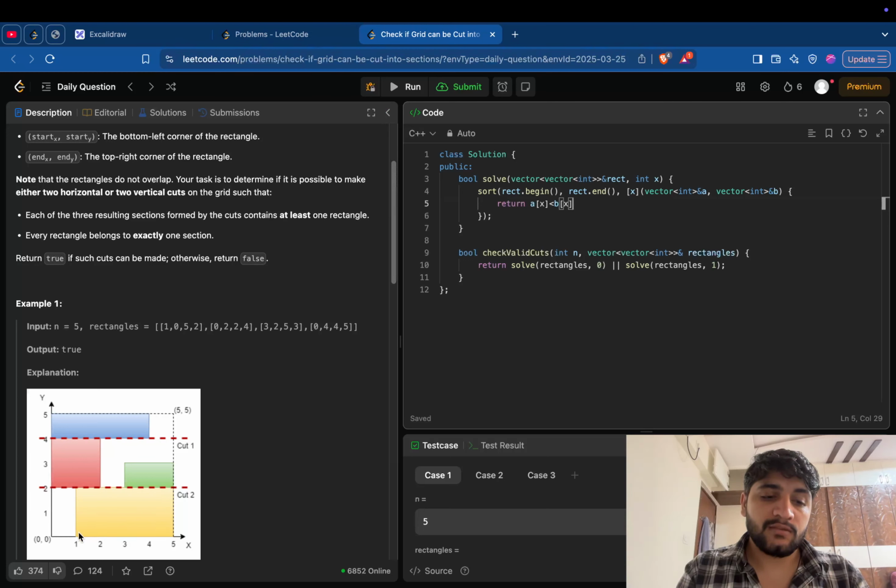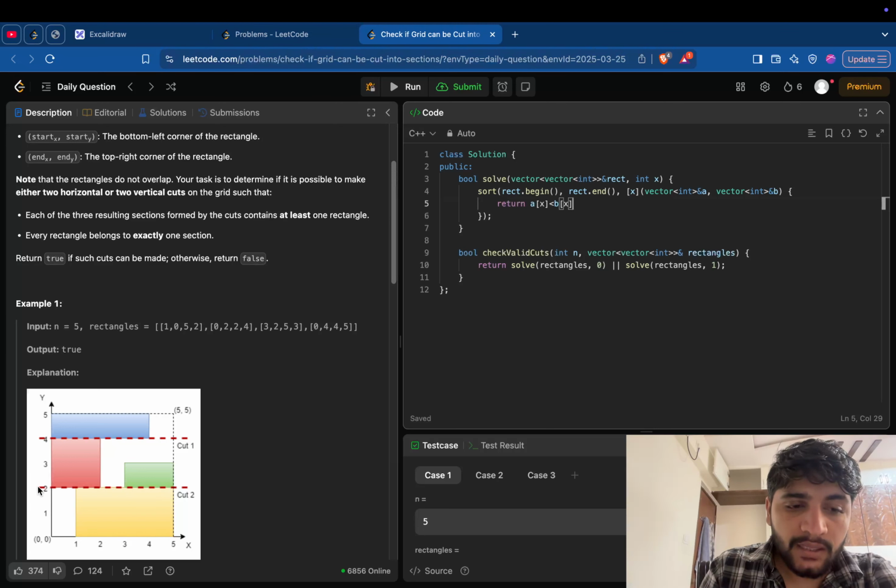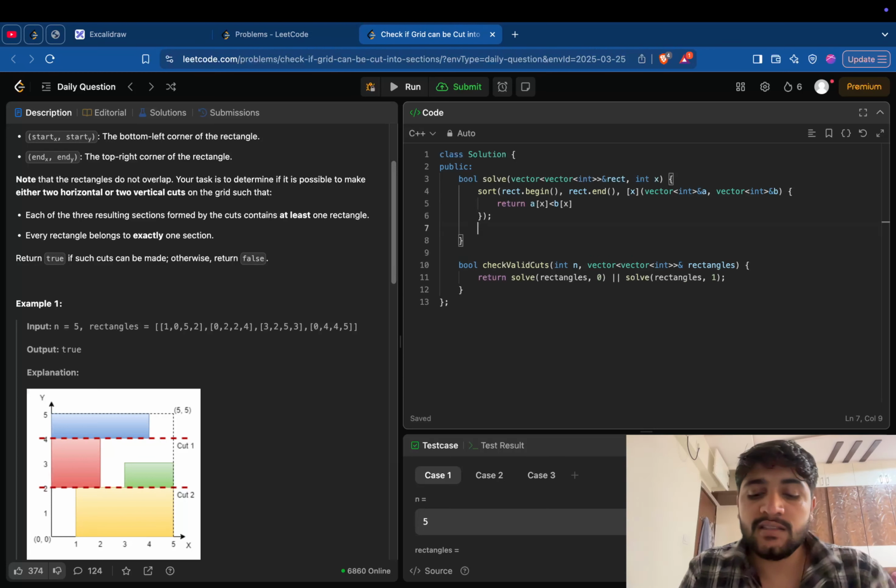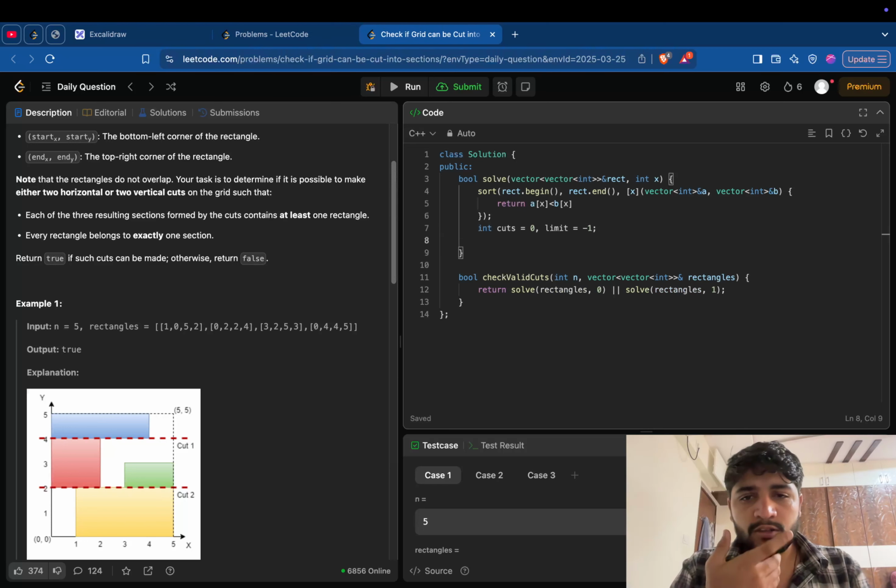Start y, this one. Start x, this one. So if we are taking the y-axis, then this will be the first cut, this will be the second cut. But if we take along the x-axis, then this will be the first cut, but this makes this rectangle divided in two parts, and that condition we have to avoid. How are we going to do that? Let's say cuts is 0 initially, and let's take a limit which is initially -1, because initially the limit should be something which we are not going to cross.